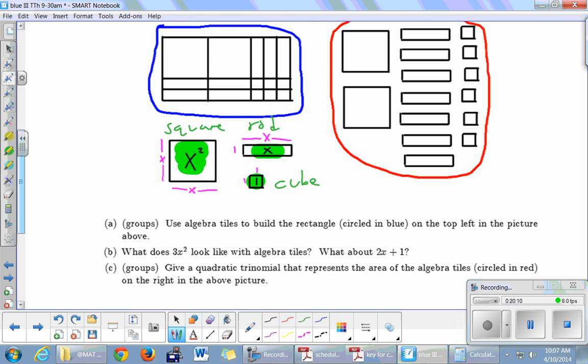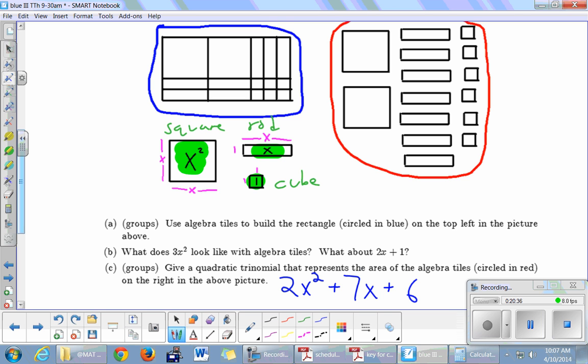Okay, how many x squareds do you see? 2. So 2x squared. How many yellow rods do you see? 7. So that's a 7 what? X. And then how many green cubes is 6, which is just 6. What symbols go in between if I'm looking for the total area of all that stuff? Pluses. So that right there represents the total area of the shapes in the top right.